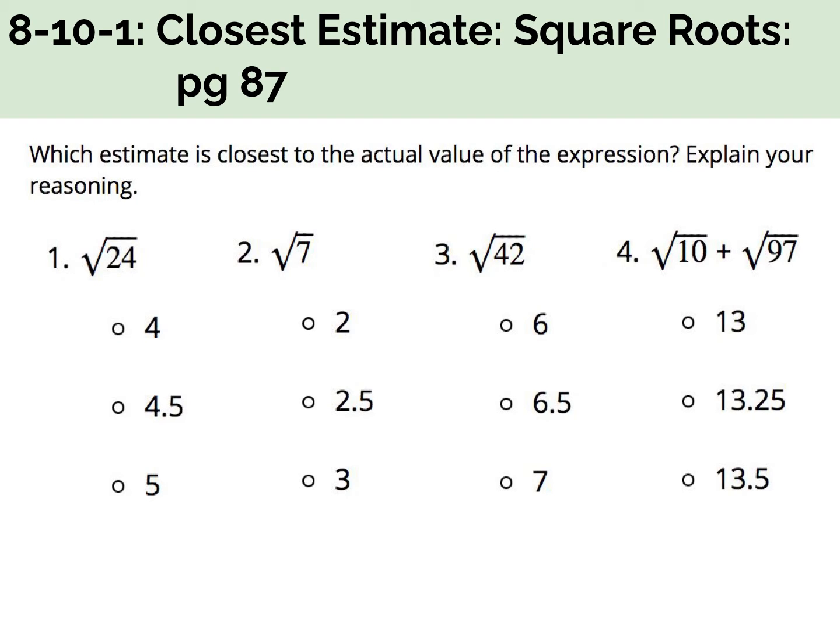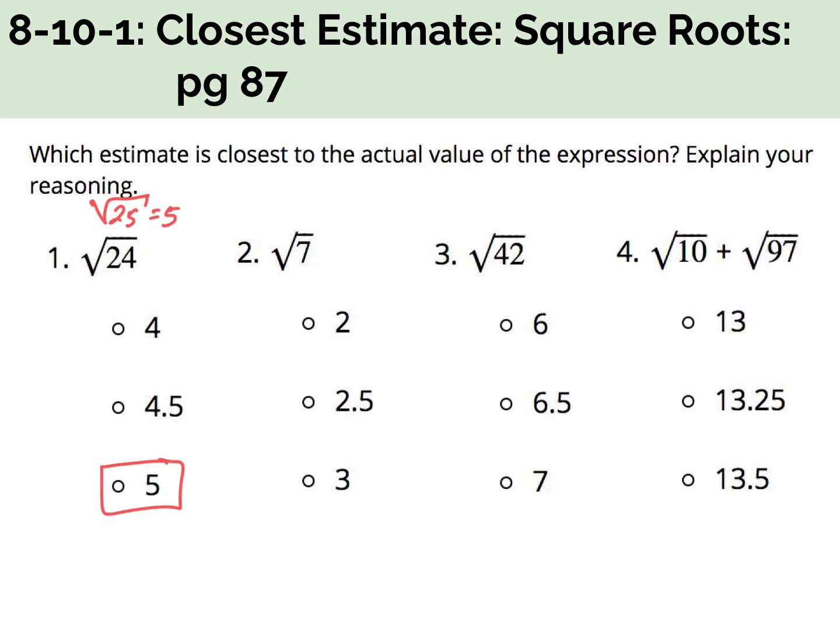Which estimate is closest to the actual value of the expression? Explain your reasoning. So go ahead and work through this, and then come back to me. All right, so for number 1, the square root of 24 is going to be closer to 5. If we think about it, the square root of 25 is 5, and so that's going to be really, really close to that 5 itself.